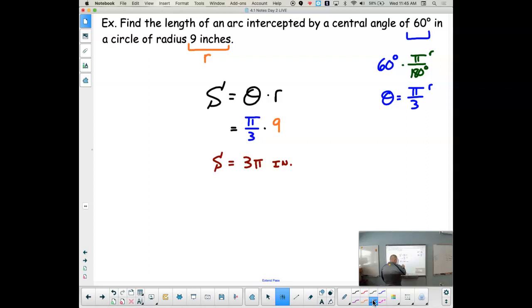Okay? But we would also accept the decimal equivalent of 9 point, let's go 425 inches there. Okay? And either one of those would work. I would prefer the 3 pi inches as your answer, just for the simple fact of it's exact. Okay? All right?